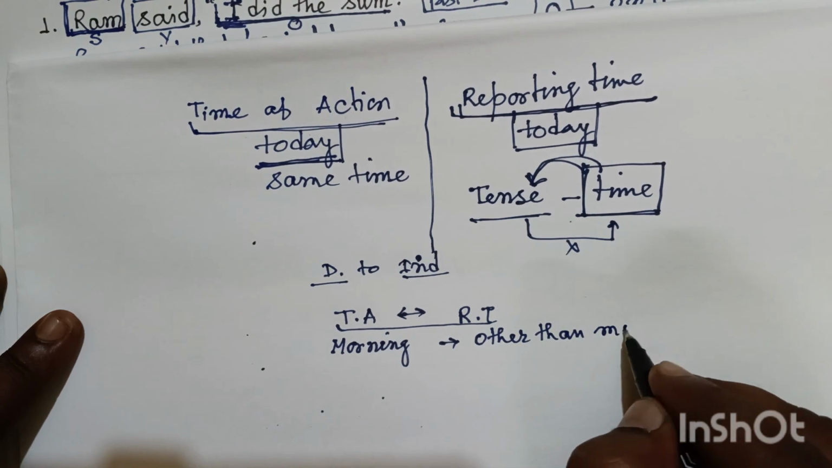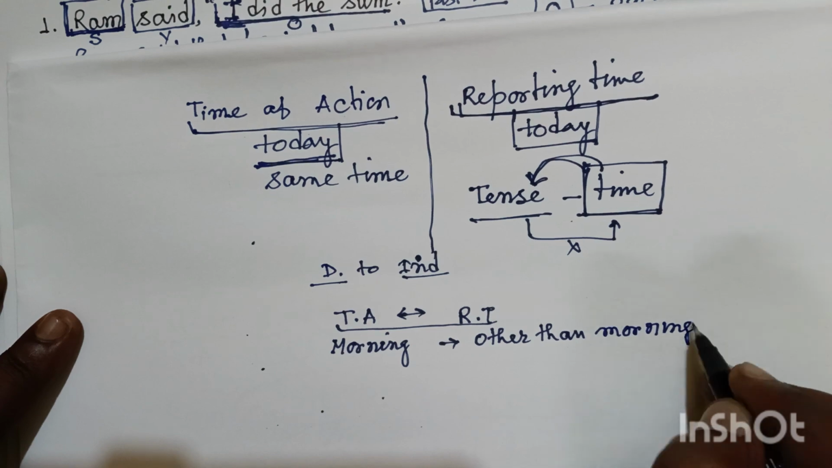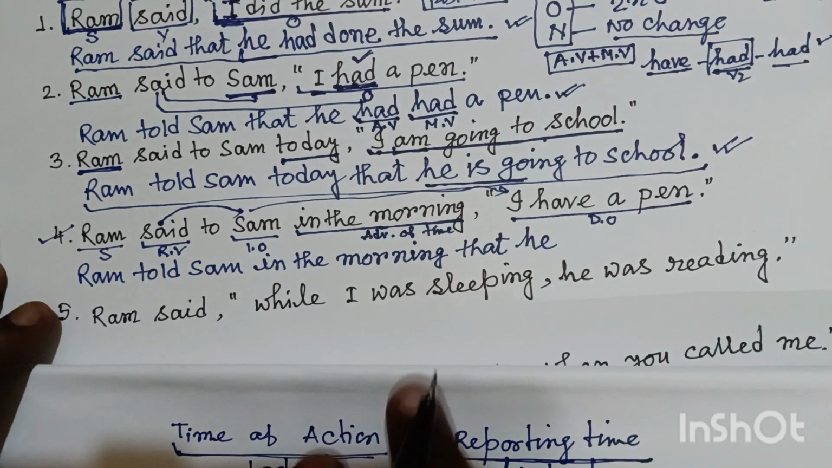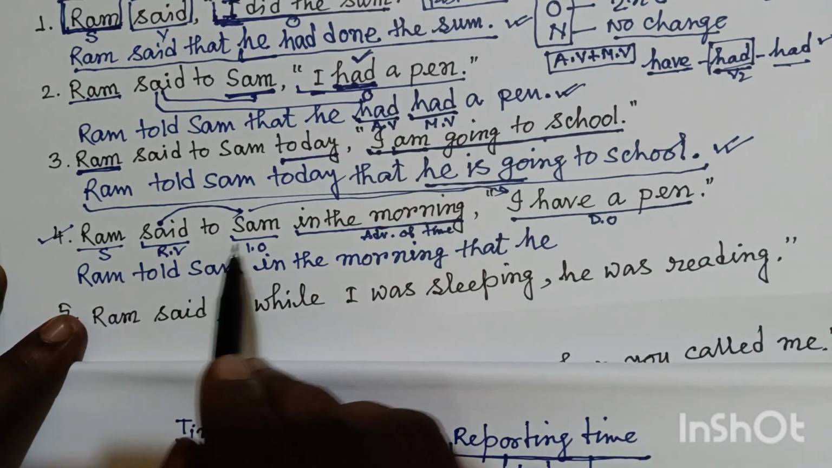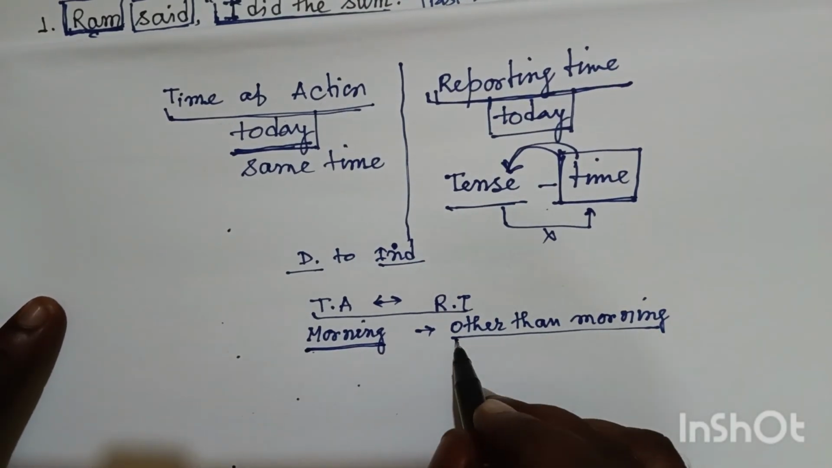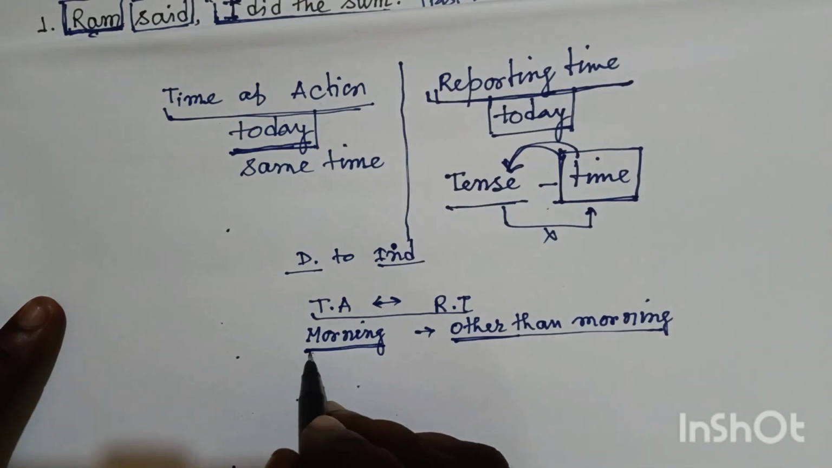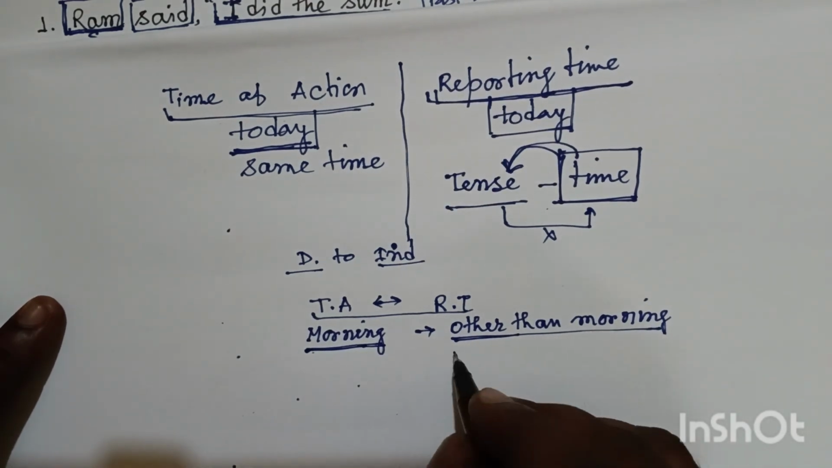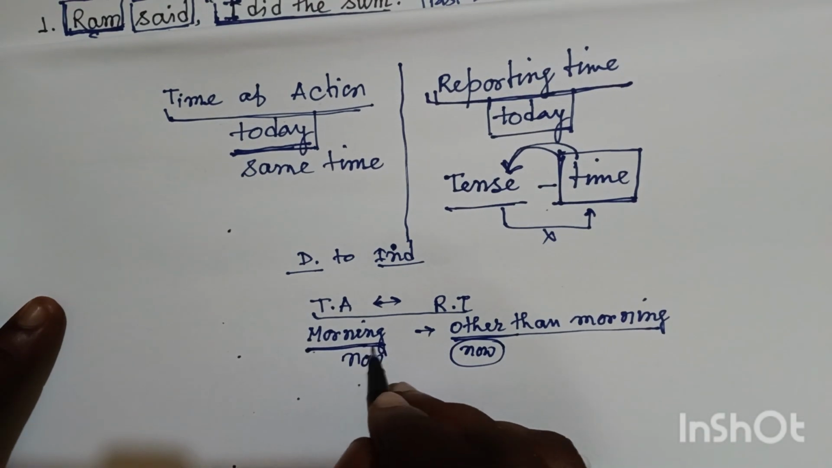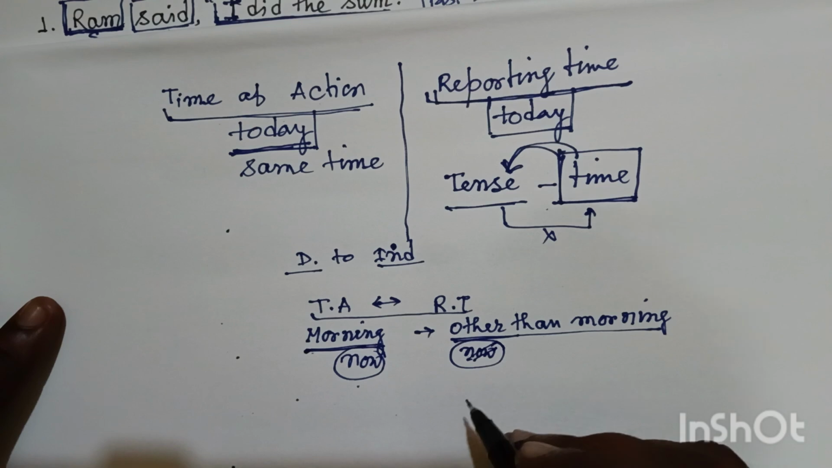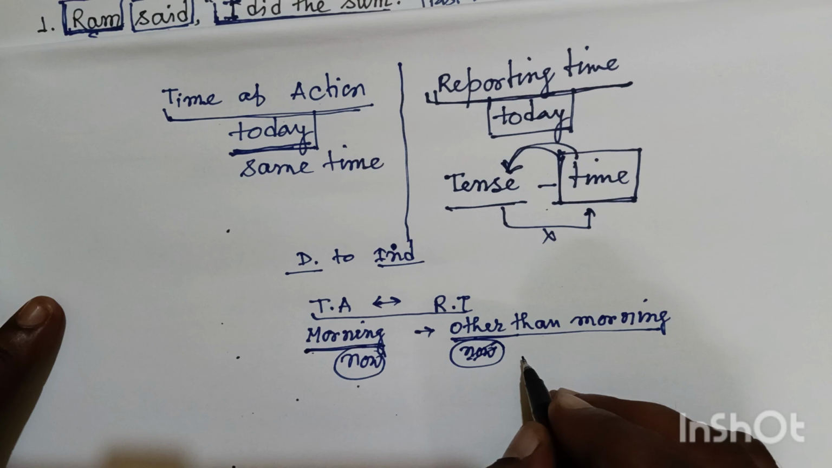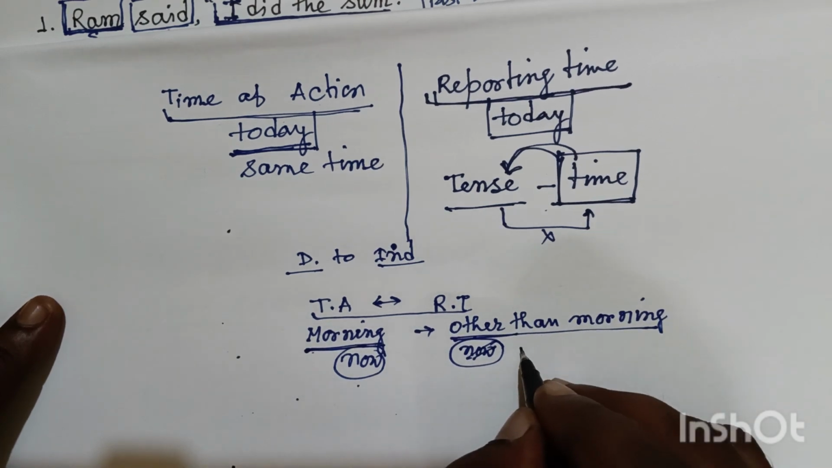If it were the same time, we would not say "Ram said to Sam in the morning." If both the reporting time and the time of action were the same, we would use "now" here. We used "now," not morning. Obviously, it is not morning. Obviously, it is past. The morning is past. The reporting time is separate. That means this morning is past.